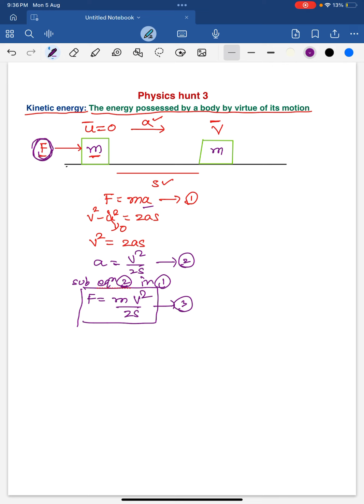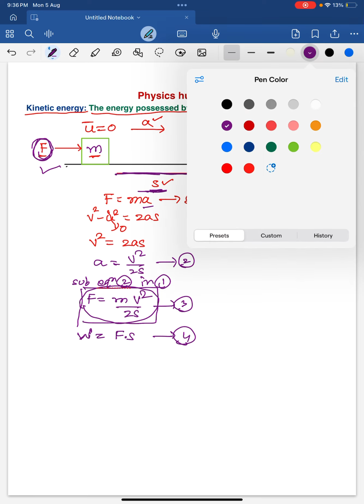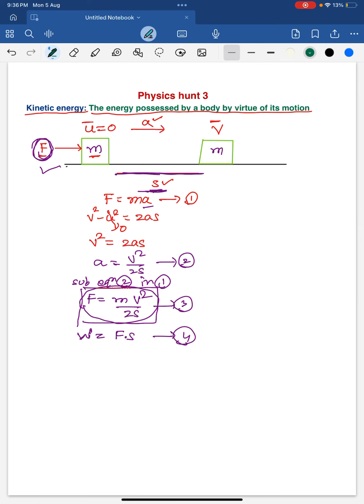Whenever force is acting here, due to this force the object covers some displacement s. The product of force and displacement is called work done. So we know that work done is equal to F dot S. Let us assume this is equation number 4. The force formula we already know, so we can substitute it in equation 4. Substitute equation 3 in 4. Then work done is equal to force, meaning mv square by 2s, into s.